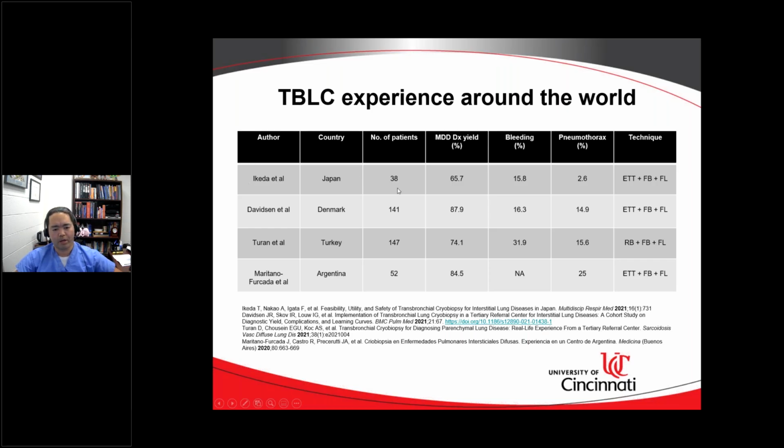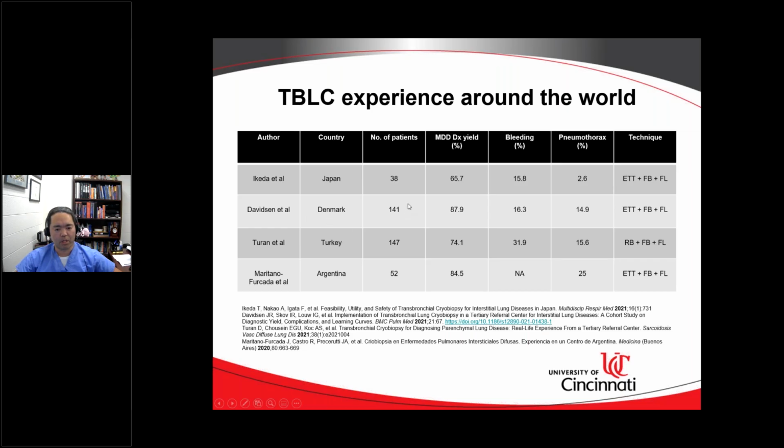Ikeda in Japan had 38 patients. The MDD diagnostic yield was 65%, so a little bit lower than what is quoted. The bleeding, and again, we don't know exactly how to quantify bleeding, was 15.8%. Pneumothorax was really low. Remember, the meta-analysis called for double digits, but what they did is use an endotracheal tube, Fogarty balloon, and fluoroscopic guidance.